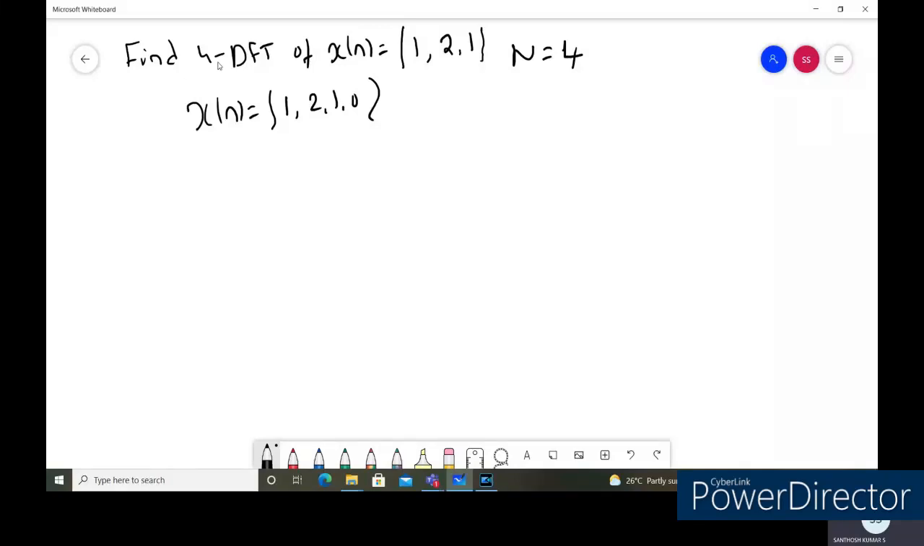We have seen the 8-point DFT. Sometimes in the problem it will be specified how many point DFT we are supposed to find out. So here it has been given: find the 4-point DFT of x of n.